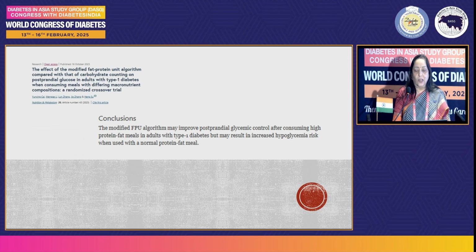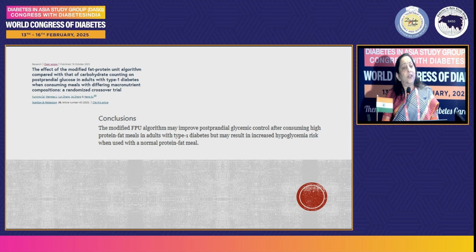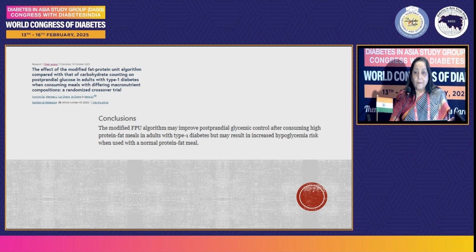So the conclusion is that nowadays the main limitation of the fat protein unit is recurring hypoglycemia in children. There were episodes of risk of hypoglycemia. The latest study was done in 2023, and they modified the algorithm of the fat protein unit, and they count 200 kilocalories for that. This is a very good study they did for type 1 patients, and it was done in China.